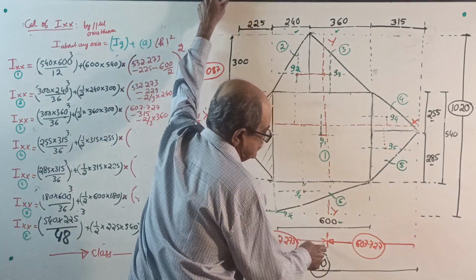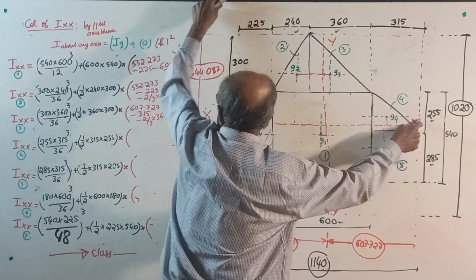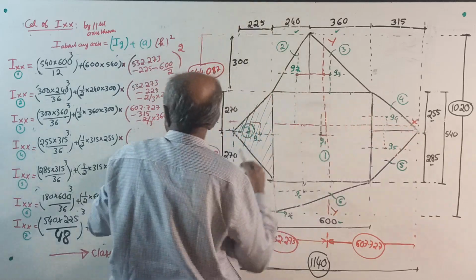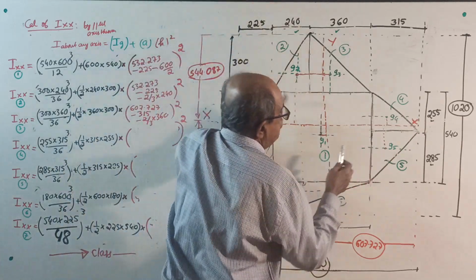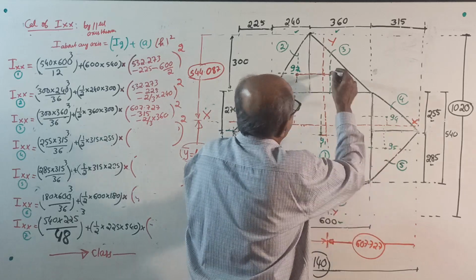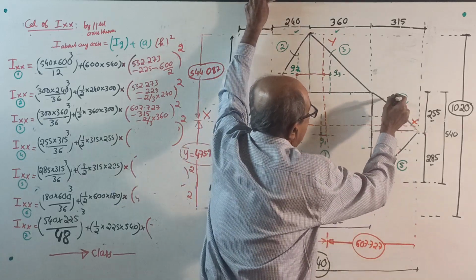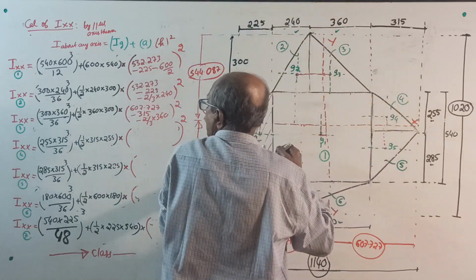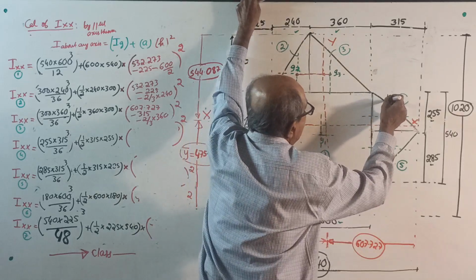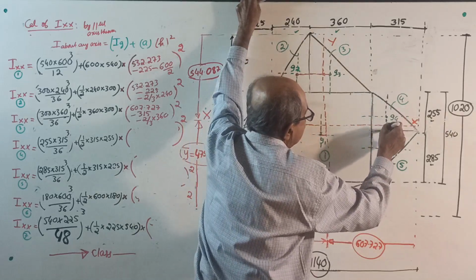So, 607.727 minus 315 minus 2 by 3 of 315. Okay, then this one, the fifth one. First, I about, see, which one? This one, now here. Fourth one, I about, which one I told? Third one is over. Okay, now here. I about its own centroidal axis.